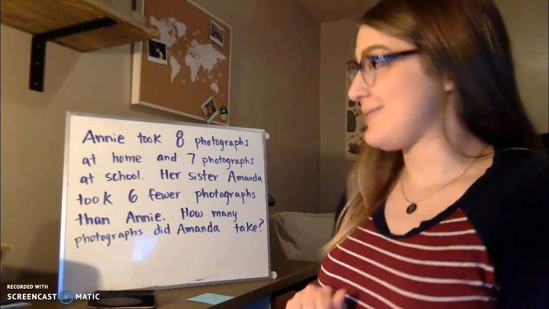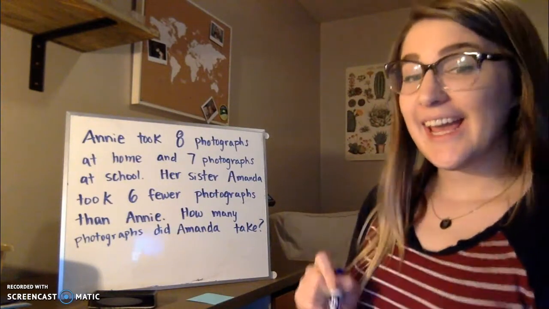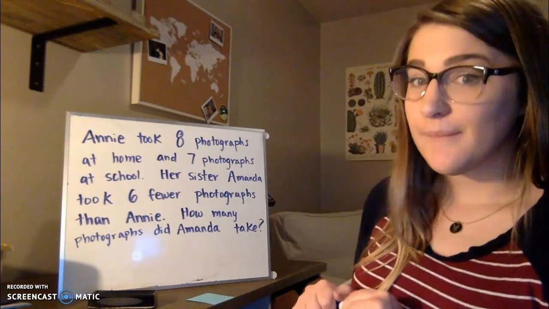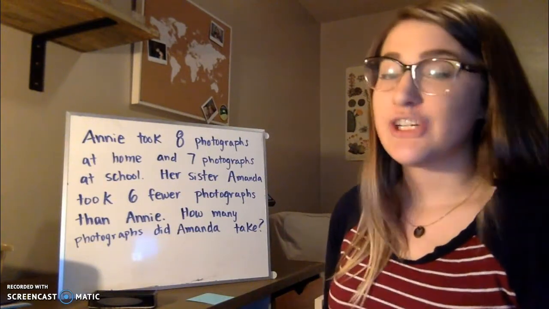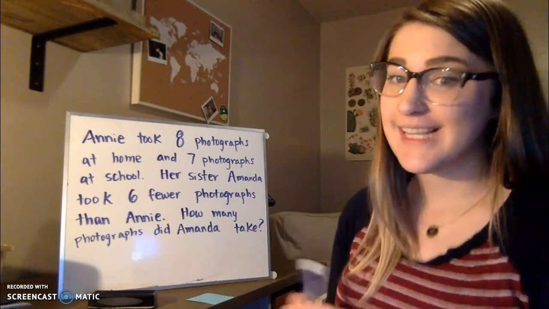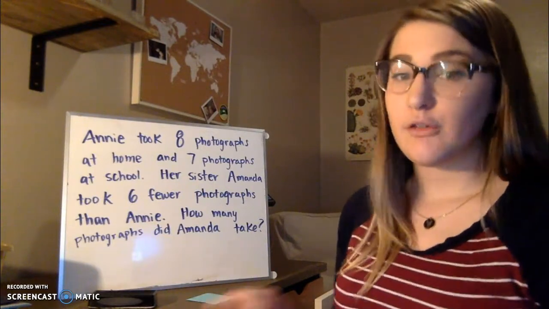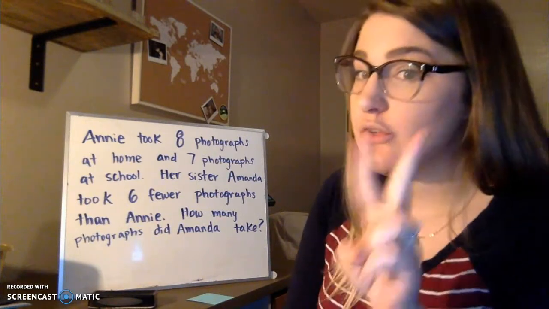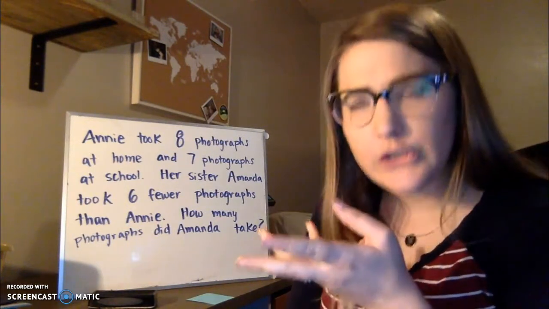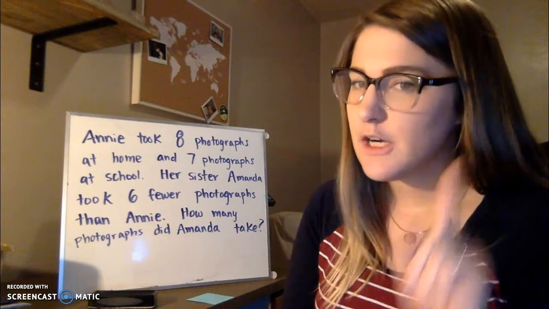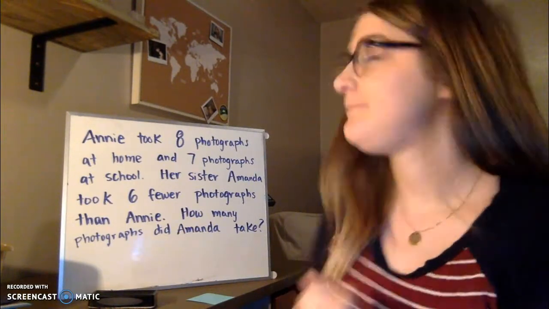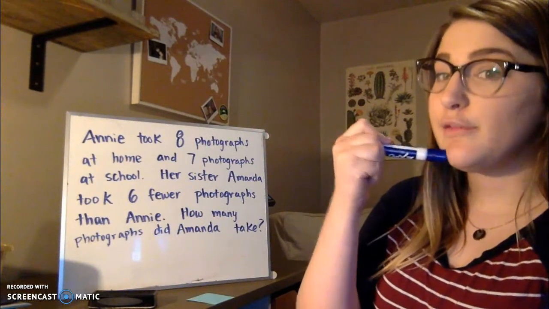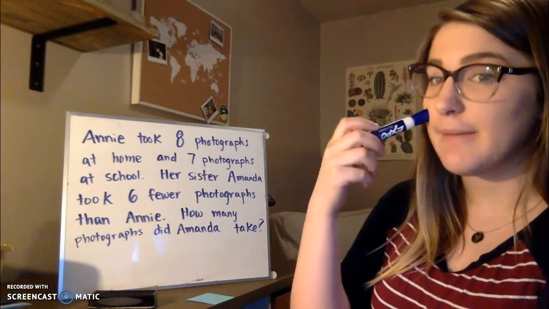So let's look at this one. So it says, Annie took 8 photographs at home and 7 photographs at school. Her sister Amanda took 6 fewer photographs than Annie. How many photographs did Amanda take? So keep in mind, this is a 2-step word problem. So, what is the first step of this word problem? Pause the video if you need to take a second to think about it.